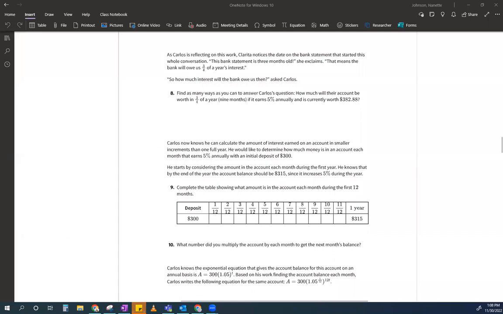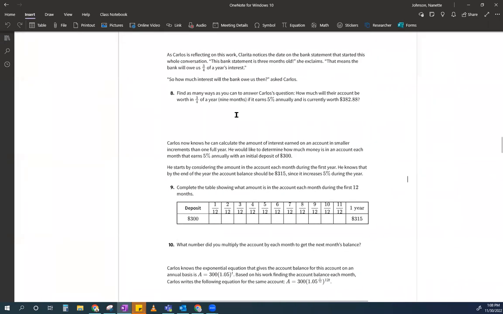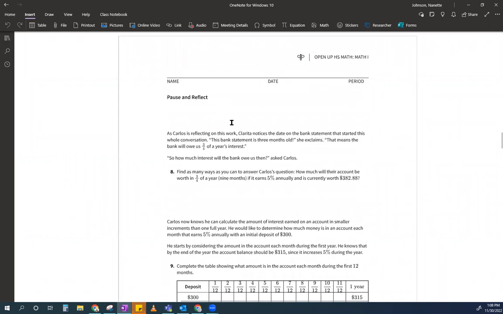All right. So today we're going to be working on 2.6, and this is number 8. Okay. So we've been talking about this and we started this problem last time and we're just going to continue.